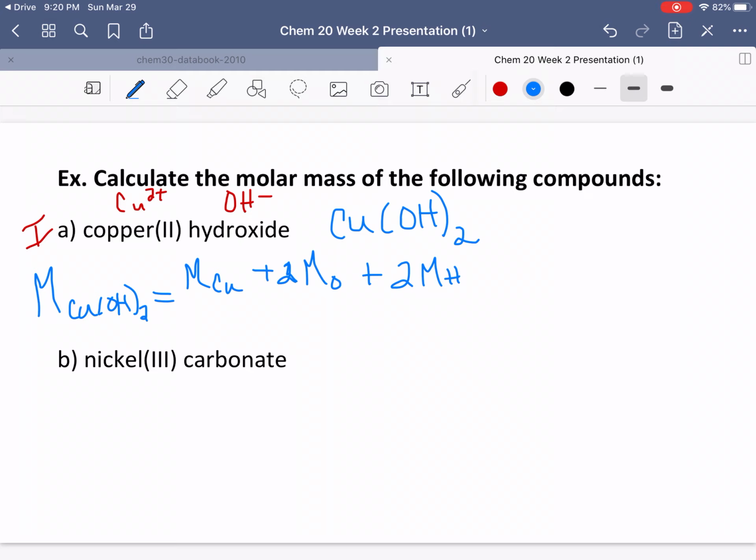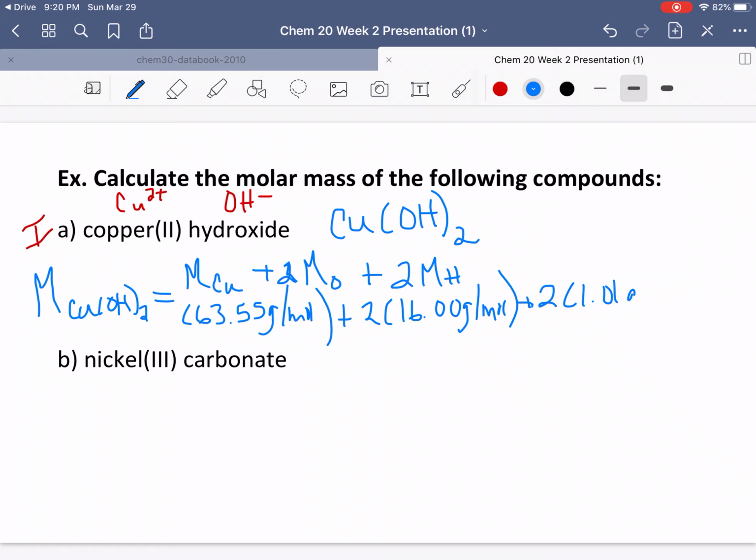Molar mass of copper is 63.55 grams per mole. Plus 2 times, that's where that coefficient's important, 16.00 grams per mole for oxygen. Plus 2 times 1.01 grams per mole for that hydrogen. In the end, we're going to end up with 97.57.